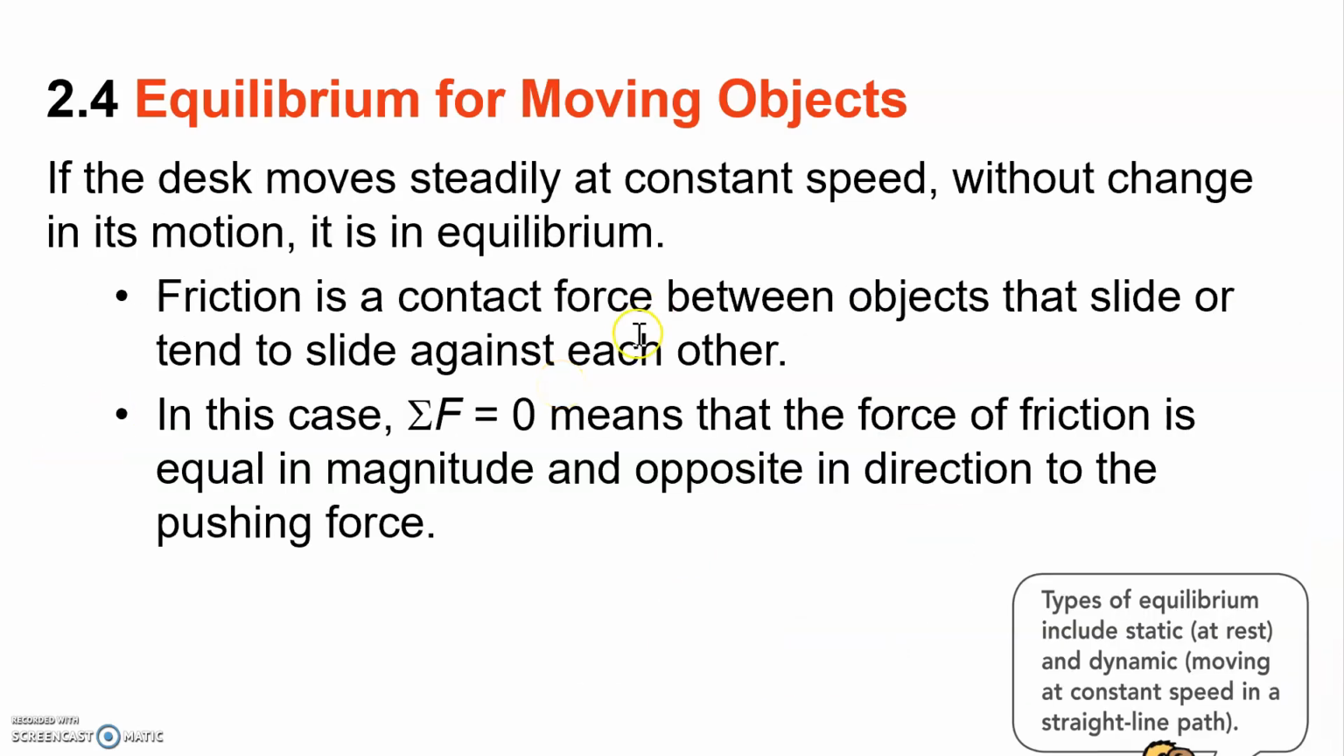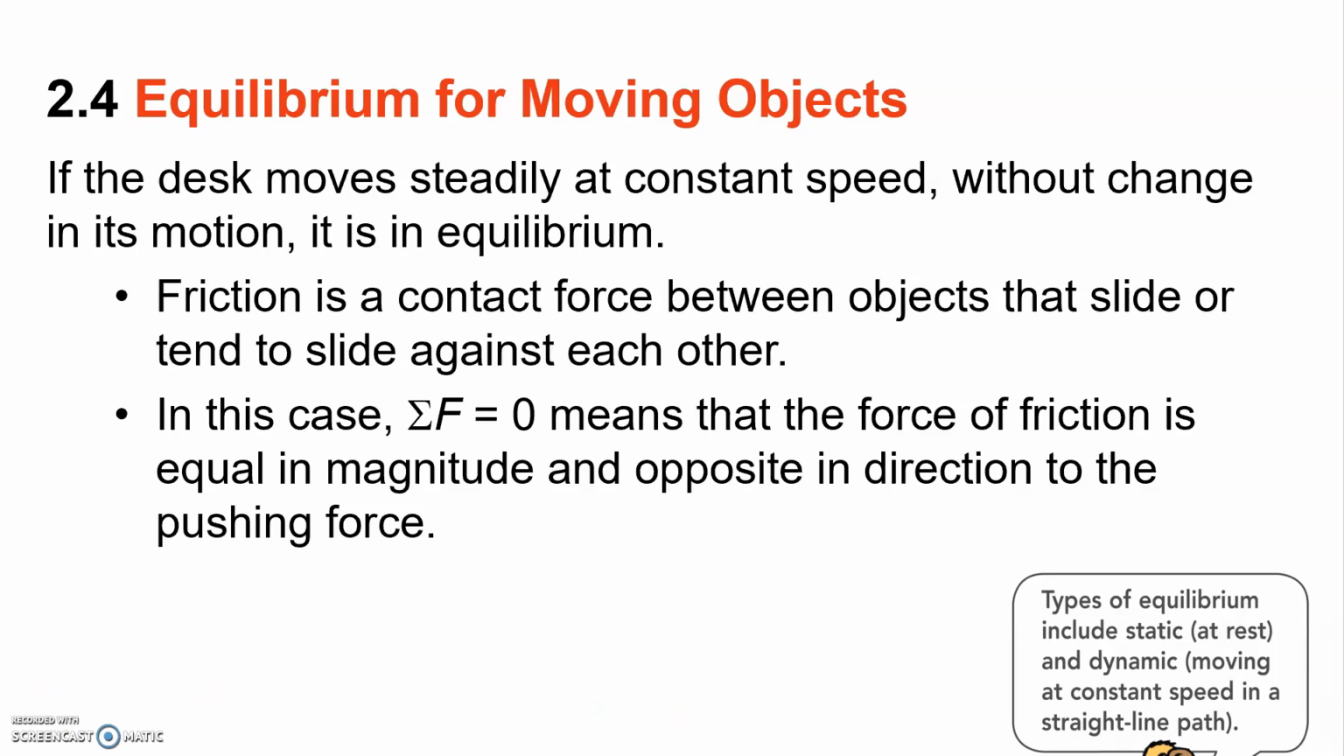Friction is a constant force between objects that slide or tend to slide against each other. This is what actually makes reality, the fact that friction exists, and it keeps this crazy perpetual motion from happening. Anytime you move something, it's going to get slowed down. You can throw a ball as hard as you want, eventually it's going to stop, and that's because of drag and friction.